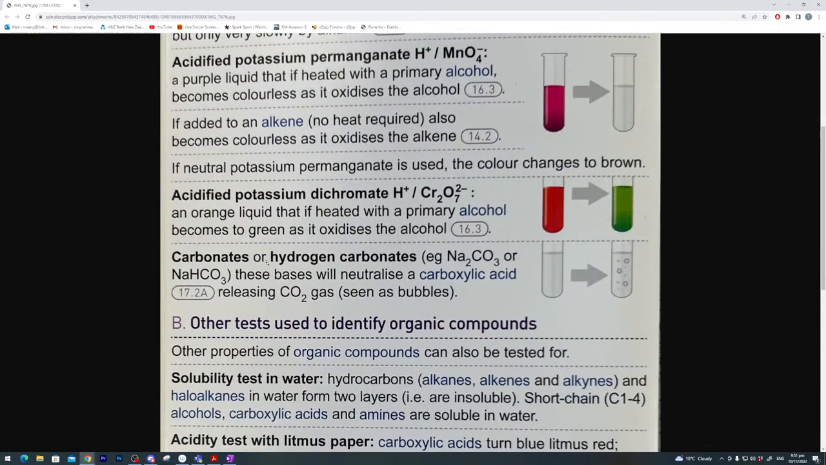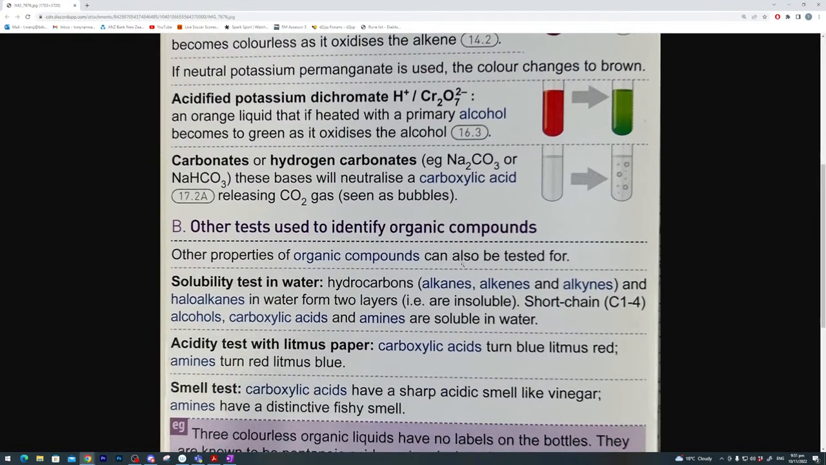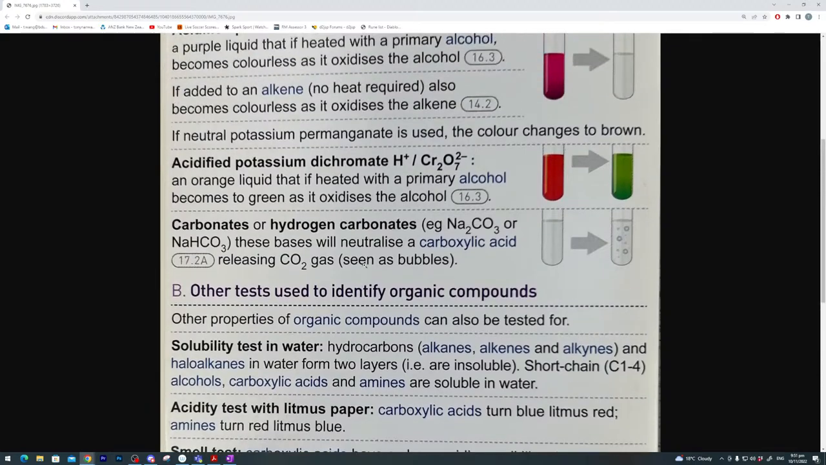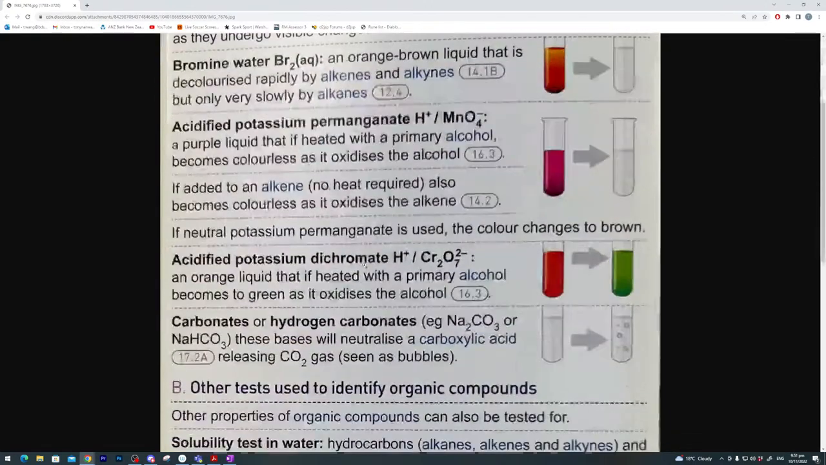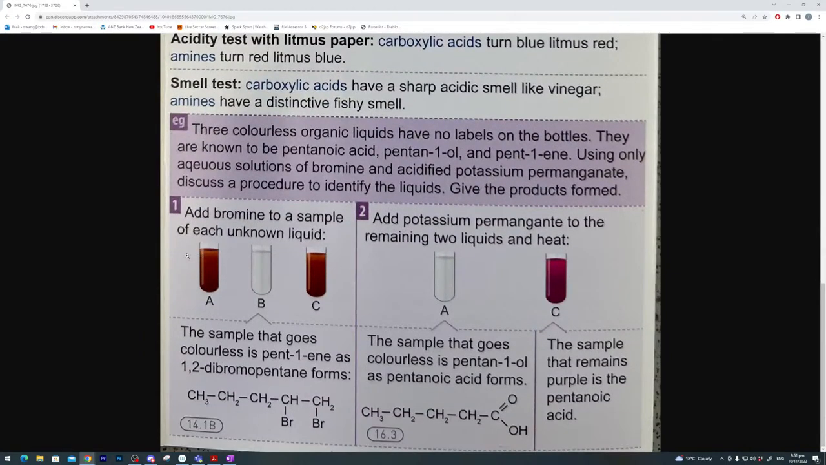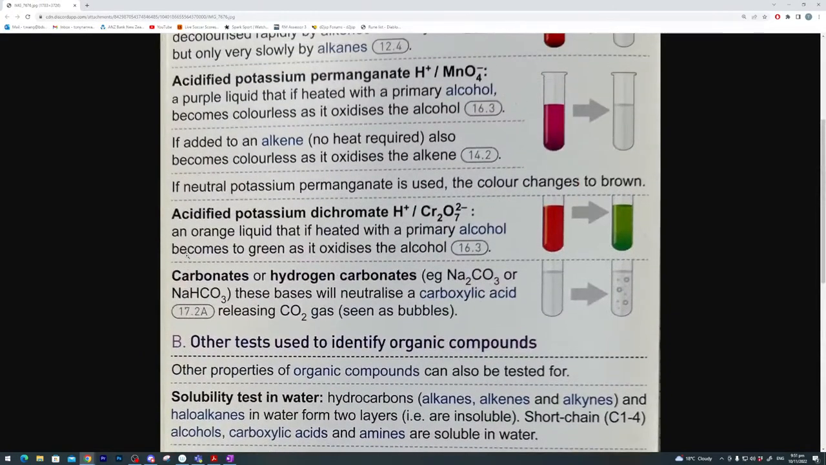And then carbonate, you use that to distinguish carboxylic acid. And then solubility: your alkanes, alkynes, and haloalkanes do not dissolve in water, so two layers. Your alcohol, carboxylic acid, and amines, one layer. Okay? That's pretty much it. That's a really good page, and it summarizes everything I want to do.